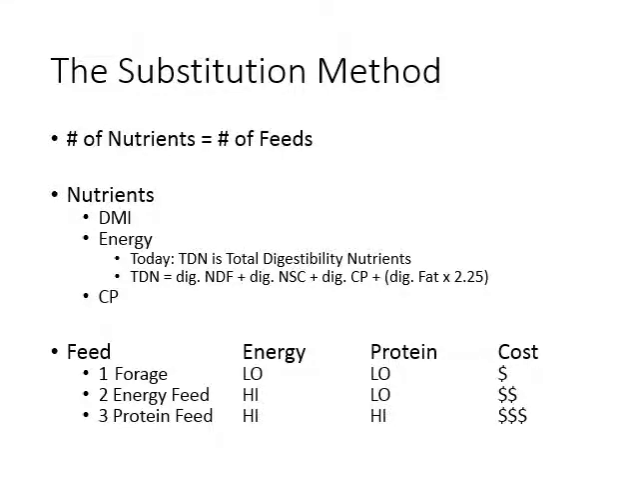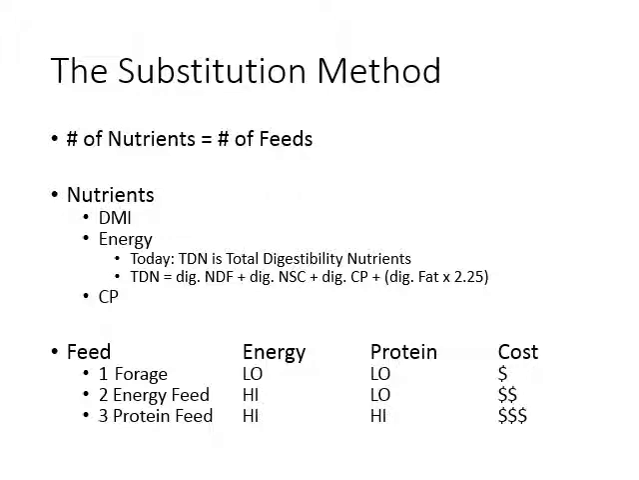So the nutrients we're going to balance for are dry matter intake. So how much dry matter intake does that animal need, and are we satisfying it? We're going to balance for energy intake. So today, or lab 8, we focus on the TDN as a percent of the dry matter as our energy measure. TDN is digestible NDF, digestible non-structural carbohydrate, digestible crude protein, and digestible fat times 2.25. That's how we get that percentage.